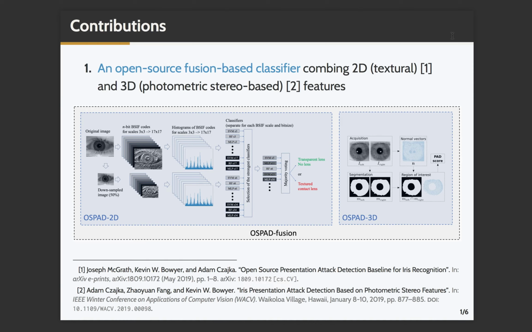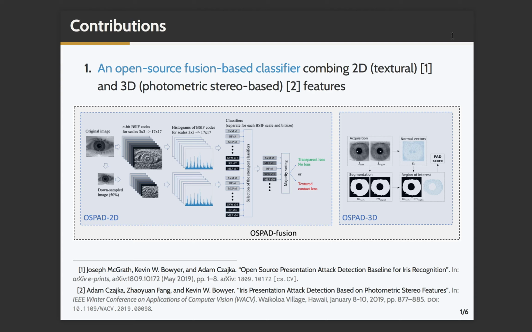There are several contributions of our work, and this is an extension of our previous conference publication at WACV 2019. So the first contribution in our work is that we propose a robust open source fusion-based classifier to combine our 3D photometric stereo-based features with 2D textural-based features.